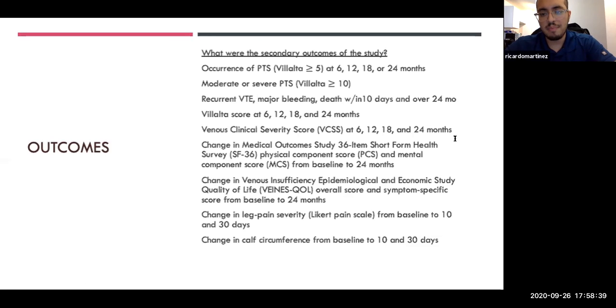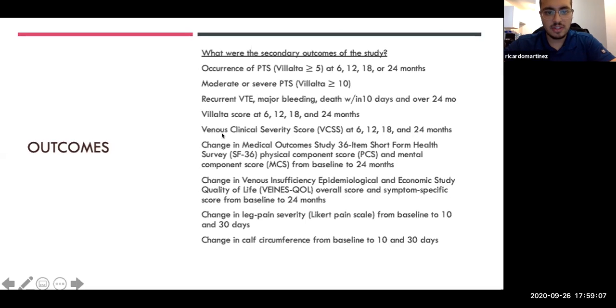So yeah, basically we looked at the occurrence of PTS at 6, 12, 18, 24 months. And then also the moderate or severe PTS like you were discussing, which is a Villalta score above 10. And then some of the outcomes that they looked at, which they called the efficacy outcomes, included the recurrent VTEs, major bleeding, both early and overall major bleeding, and also death within 10 days and over 24 months.